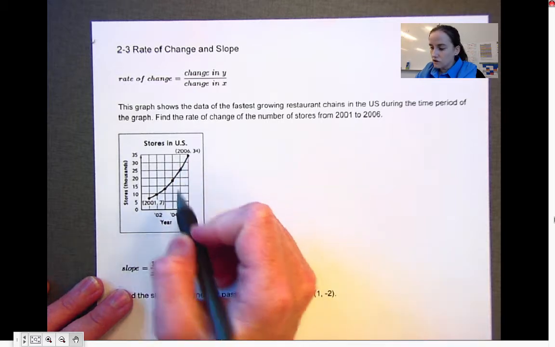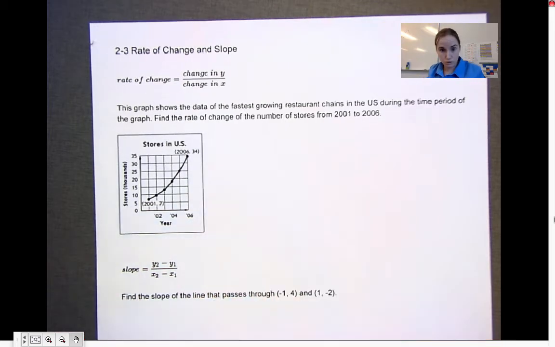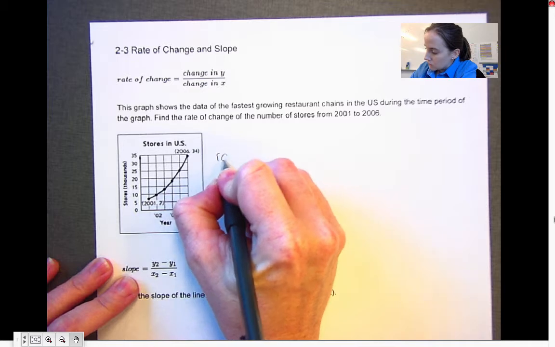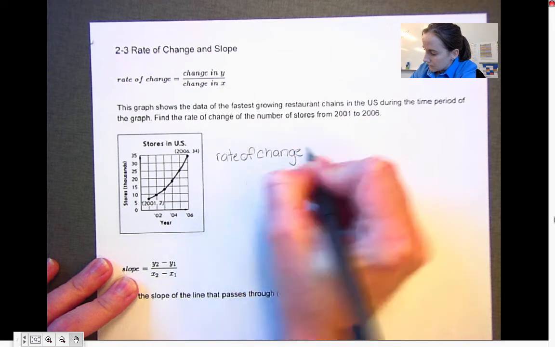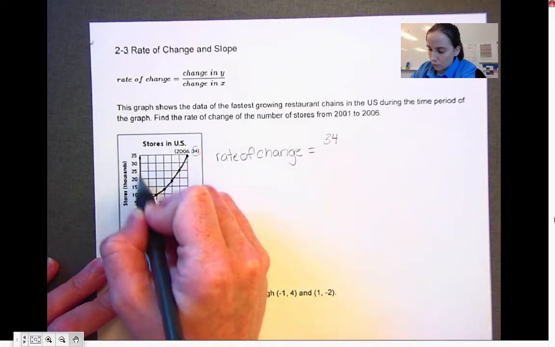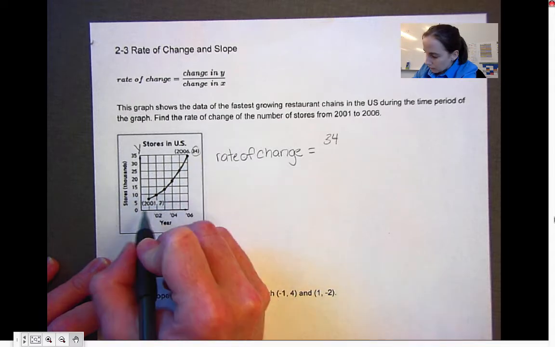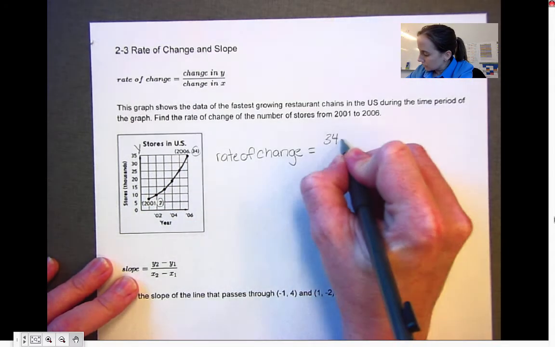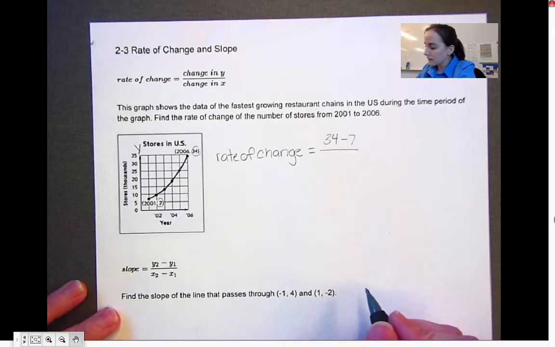So what you do is you find the change in the y values. The change in values means to subtract. Take the highest one and subtract the lowest one to find the distance between the two values. So the rate of change here is, if we take 34, that is the y value. The y-axis is always vertical, so this is the y value. So 34, and the original y value was 7. So 34 minus 7. And we're going to divide that by the x values.